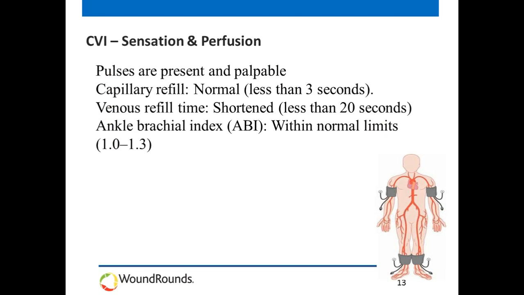Since managing venous insufficiency requires compression, we're going to have to check sensation and perfusion for that patient. You're going to want to look at these differentiating factors that will let you know whether you can manage that venous insufficiency with compression. You want to look at your ankle brachial index, see that your pulses are palpable, although possibly with edema you may not be able to palpate them, but your capillary pulse should be normal.